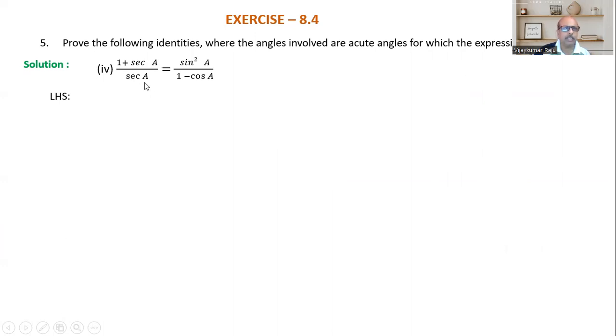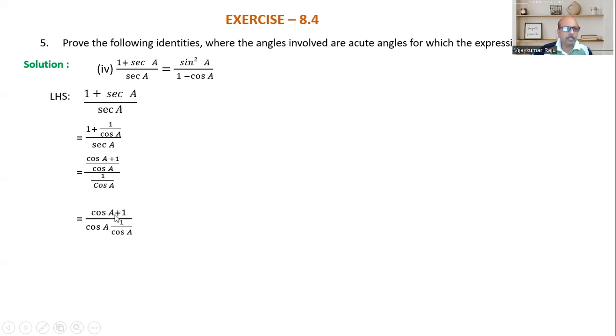Here we will first start with the left side, because if you do this way, it becomes easier and faster. So 1 plus sec upon sec. What is sec? 1 by cos. So 1 plus 1 upon cos, upon 1 upon cos. Take LCM. So cos plus 1 upon cos, divided by 1 upon cos. This cancels. So you are left with only 1 plus cos.